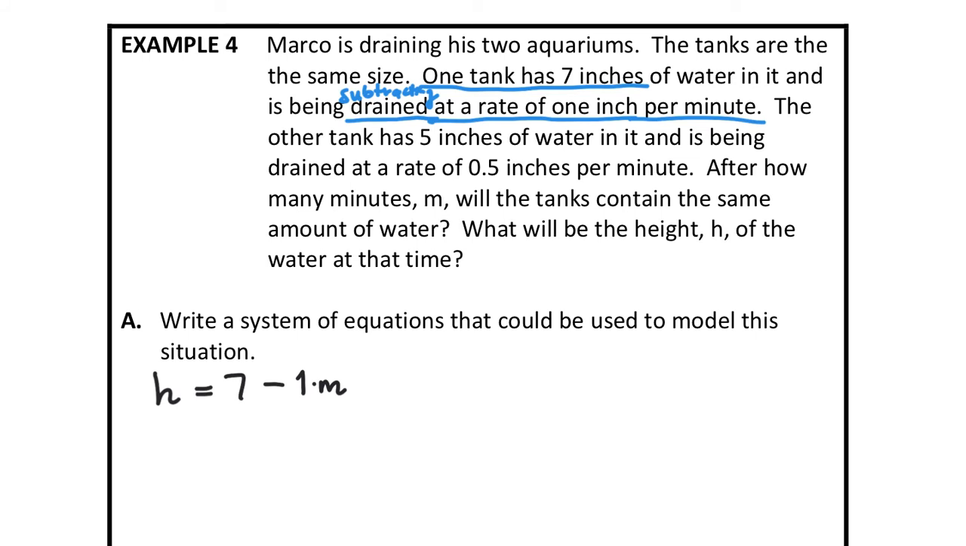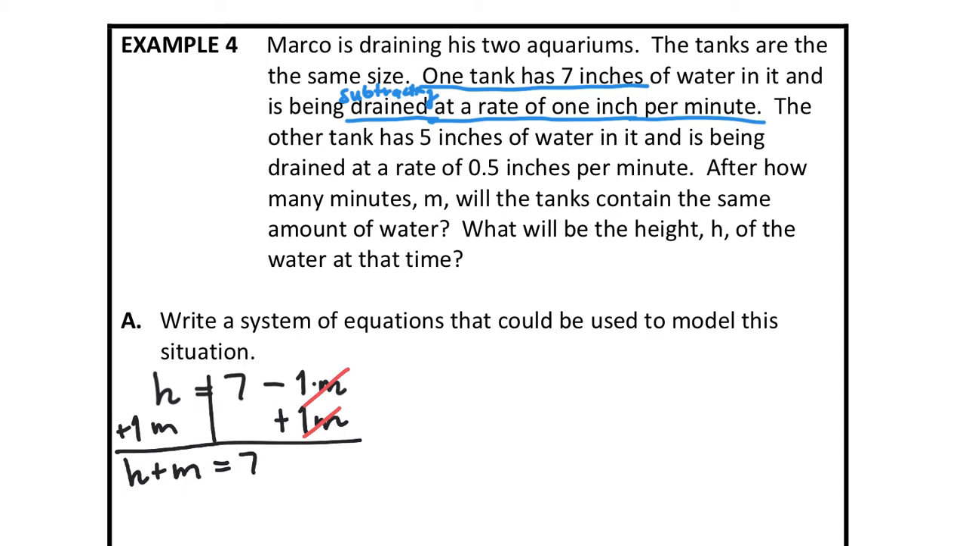Okay. And then I want to move all the letters to one side, right? So I'm going to add 1 M to both sides, plus 1 M, and that's going to give me H plus M equals 7. These cancel. So I have one equation, right? H plus M equals 7.